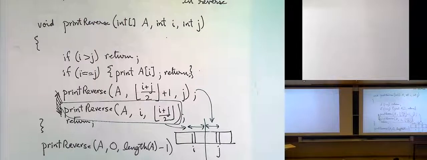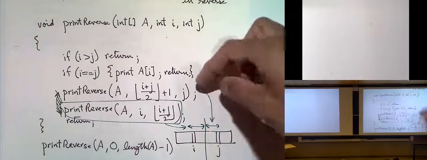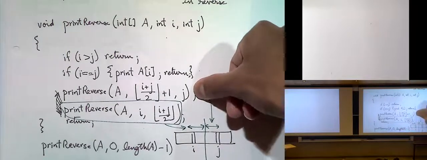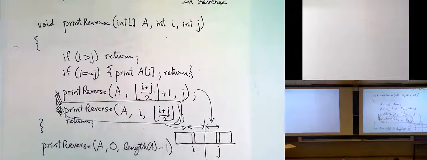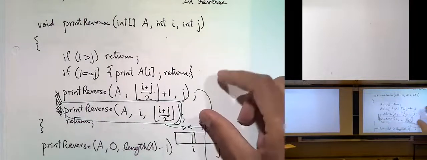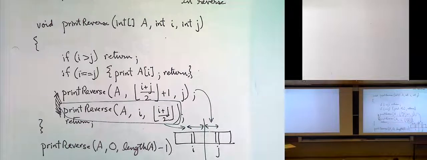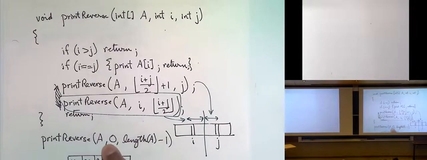So in English, the logic is to print an array in reverse, break it into two parts, recursively print the second half in reverse, then print the first half in reverse. That's the logic. So note that I've flipped the order, right? So I print the right half first in reverse, then the left half. Which makes sense because I'm reversing the array. Okay, so this is a recursive piece of code that prints an array in reverse. And of course, the initial indices are 0 and length minus 1. Okay, is this clear? Any questions?